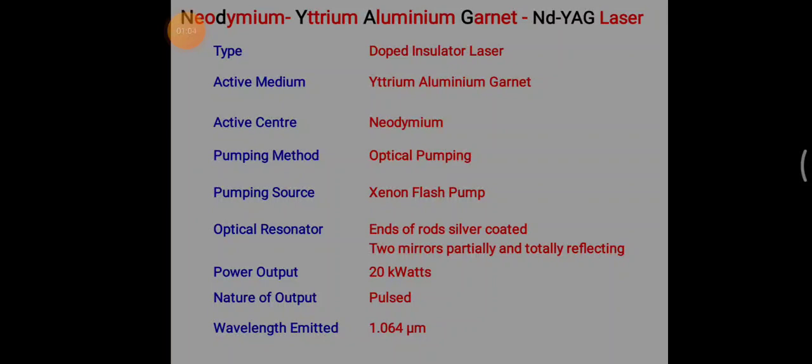Nature of output: pulsed, and the wavelength emitted is 1.064 micrometer. The Nd-YAG laser is a doped insulator laser. It is a 4-level system in which the active medium is taken in the form of a crystal. The crystal is intensely doped during its growth. This type of laser has a number of energy levels with the same energy. The laser is used to generate a high power intensity.